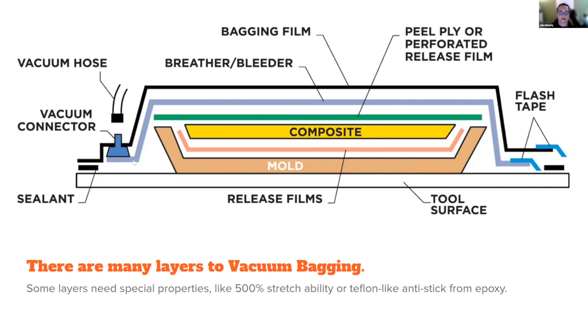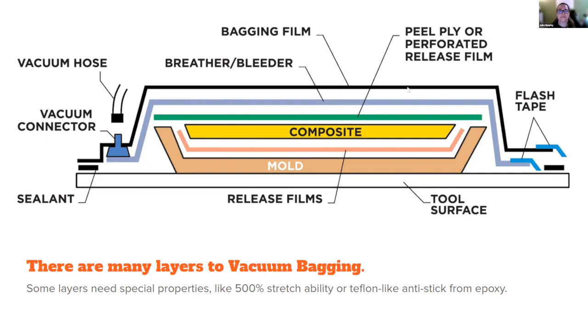This gray layer here is the breather bleeder layer. It reminds me of a thin batting used in quilting, a spongy layer of cloth. What it does is it allows air to pass through it very, very evenly, so that the vacuum is maintained over the expanse of the piece. Does that make sense to everyone? I hope. I don't know if you want to elaborate on any of this, Corey.